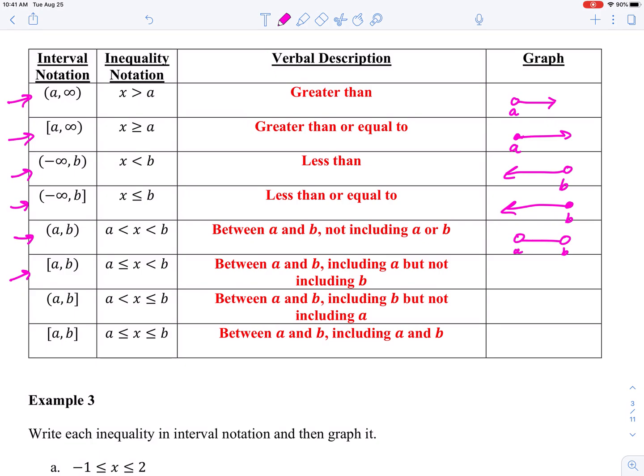Next one here. So this is including a, not including b. So we would say a less than or equal to x, less than b. Another way to say that is between a and b, and we can include a, but we will not include b. Okay? So to graph this, since we're including a, solid dot, we're not including b, so open dot, and connect the two.